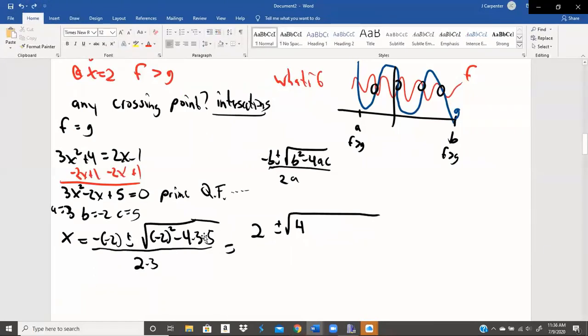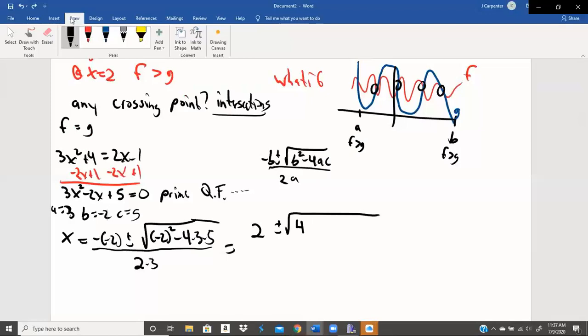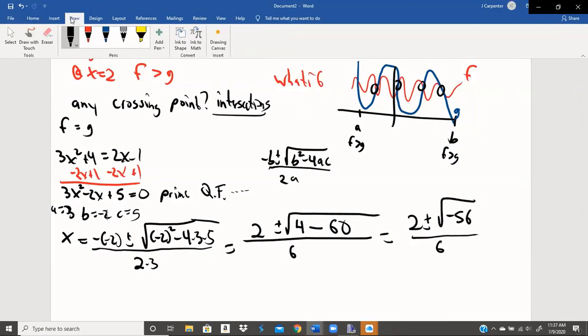I thought that was a negative that I wrote there, and I would have written that in properly. 4 times 3 is 12. 12 times 5 is 60. There's one single negative in there, so that's supposed to be minus 60. I was getting really confused for a second when I saw a positive number inside the square root all over 6. This is 2 plus or minus the square root of negative 56. This is what I was expecting, all over 6. Because we don't know the square root of negative 56, that's why this is prime. This is the square root of a negative, which means you pull out an i. So this is 2 plus or minus i square root of 56 all over 6.